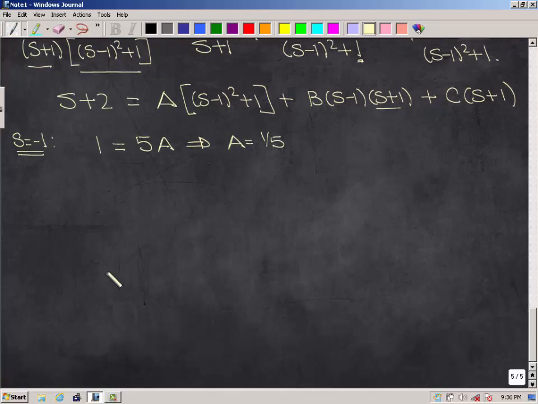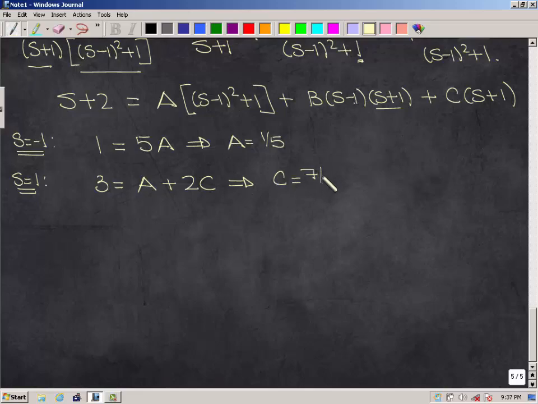Okay, there's no more factors to set to 0, but I can at least set s to 1, and that'll help me find some of these other things. So we get 3. If s is 1, we get 1 minus 1 is 0, and we just get a. Plus out here, if s is 1, we get 1 minus 1 is 0, so b times 0 is 0. And out here we get 1 plus 1 is 2, so we get 2c. I know a from the top, so you can do some math over there and figure out c is going to be 7/5. So you plug that in here, and then c is 7/5.